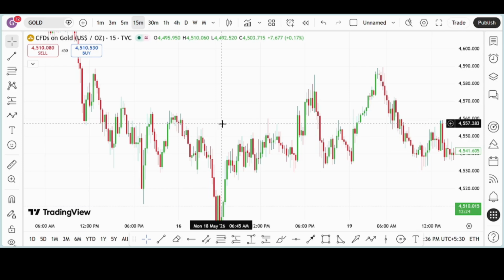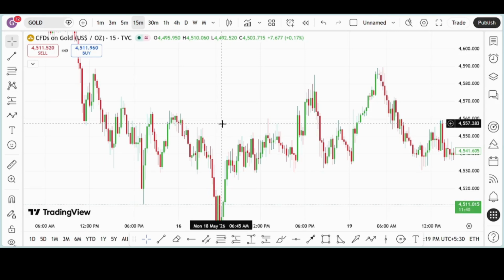So now understand this carefully. Market does not move randomly, right? So most of the time market moves from one liquidity area to another liquidity area. So now liquidity is mainly divided into two parts. Simple, one is internal liquidity and another one is external liquidity. Now let's understand internal liquidity first.